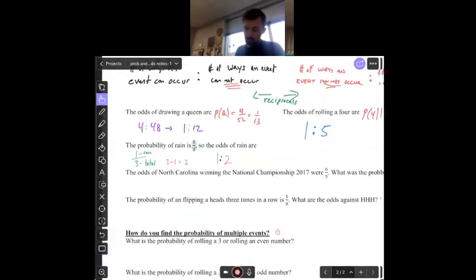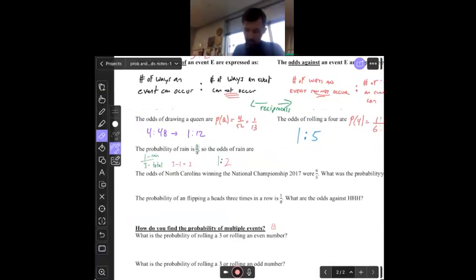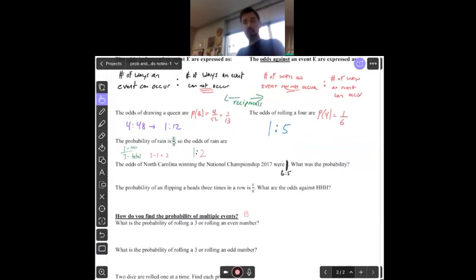Next one says the odds of North Carolina winning the championship in 2017 were 6 to 5. What was the probability? What does 6 to 5 mean? When you think about odds, what does 6 to 5 mean? That's 6 wins, and then 5 not wins, so 5 losses. So if they would win 6 times, they would lose 5 times.